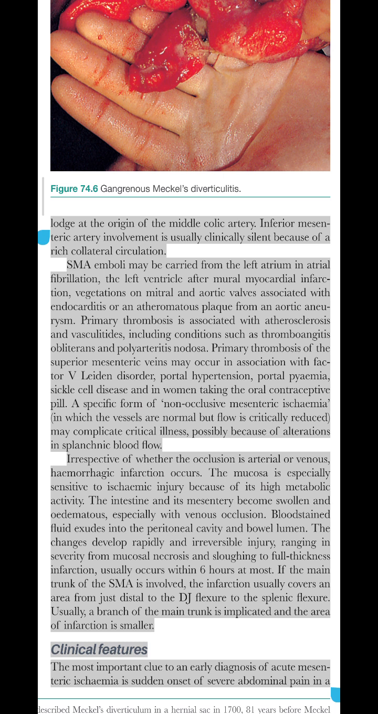If the main trunk of the SMA is involved, the infarction usually covers an area from just distal to the DJ flexure to the splenic flexure. Usually, a branch of the main trunk is implicated and the area of infarction is smaller.